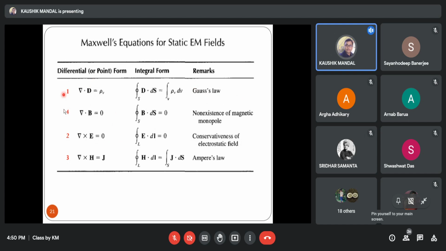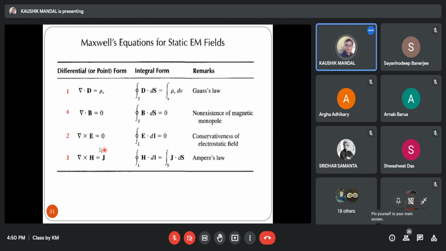That is equations 1 and 2. How are we defining 1 and 2? These are related with the electric field E and D. D is the electric flux density, E is the electric field intensity. The first one we derived from Gauss's law. The second one represents the conservativeness of the electrostatic field. We have discussed this in detail.